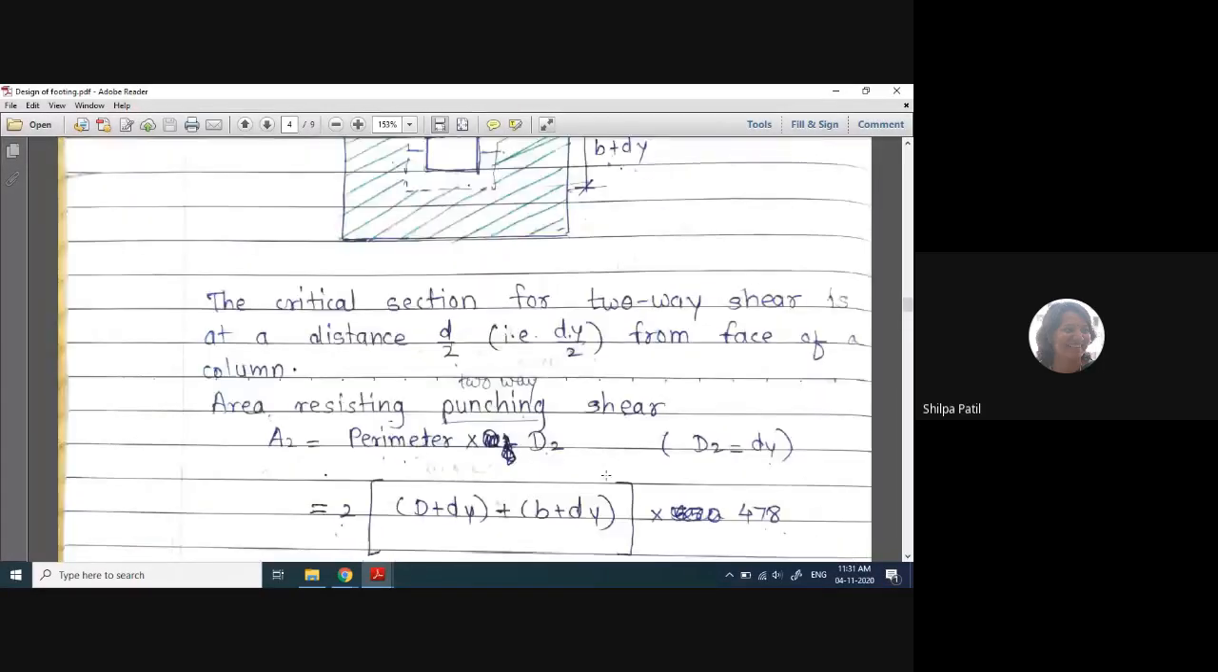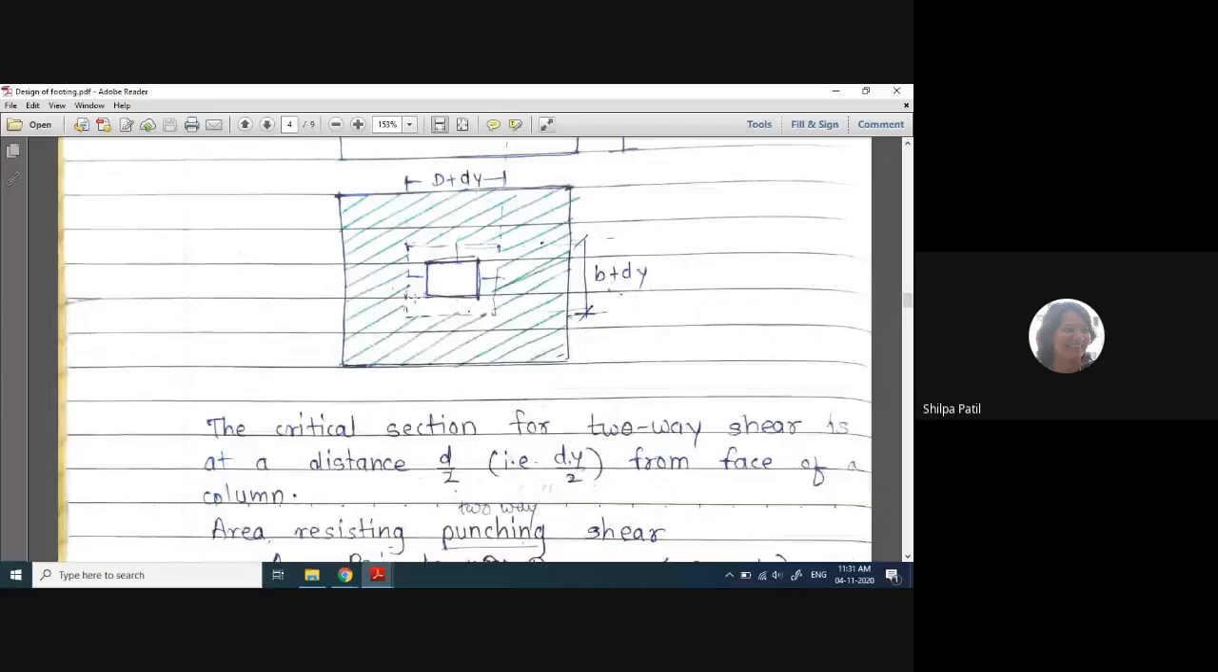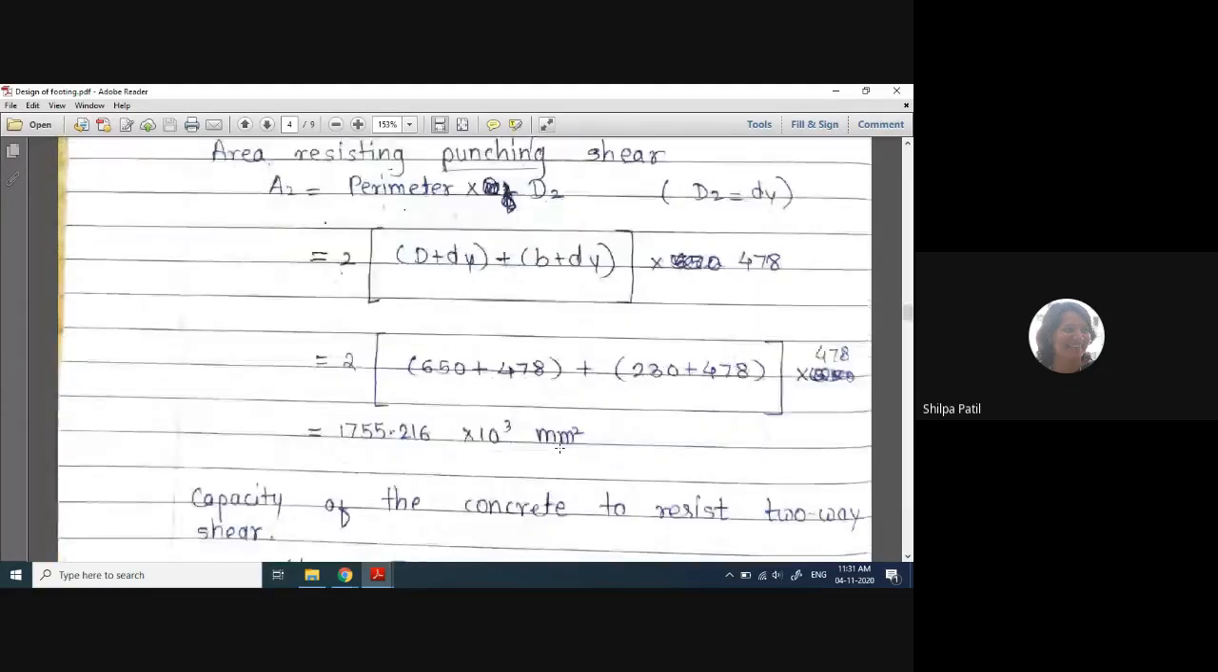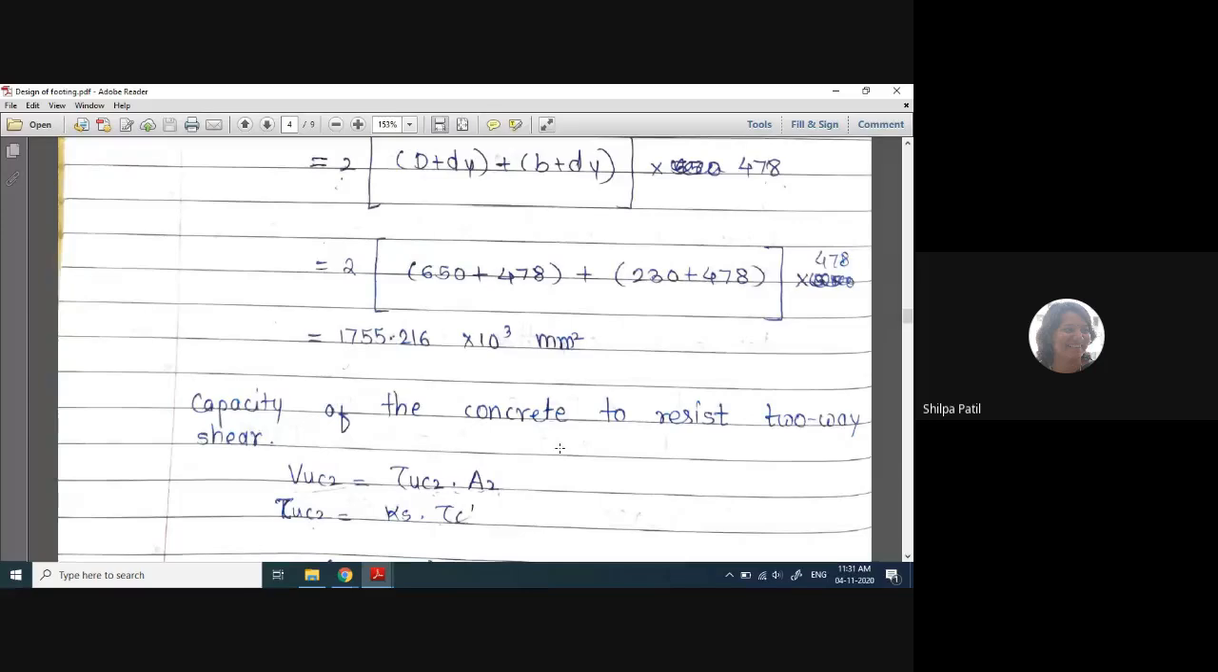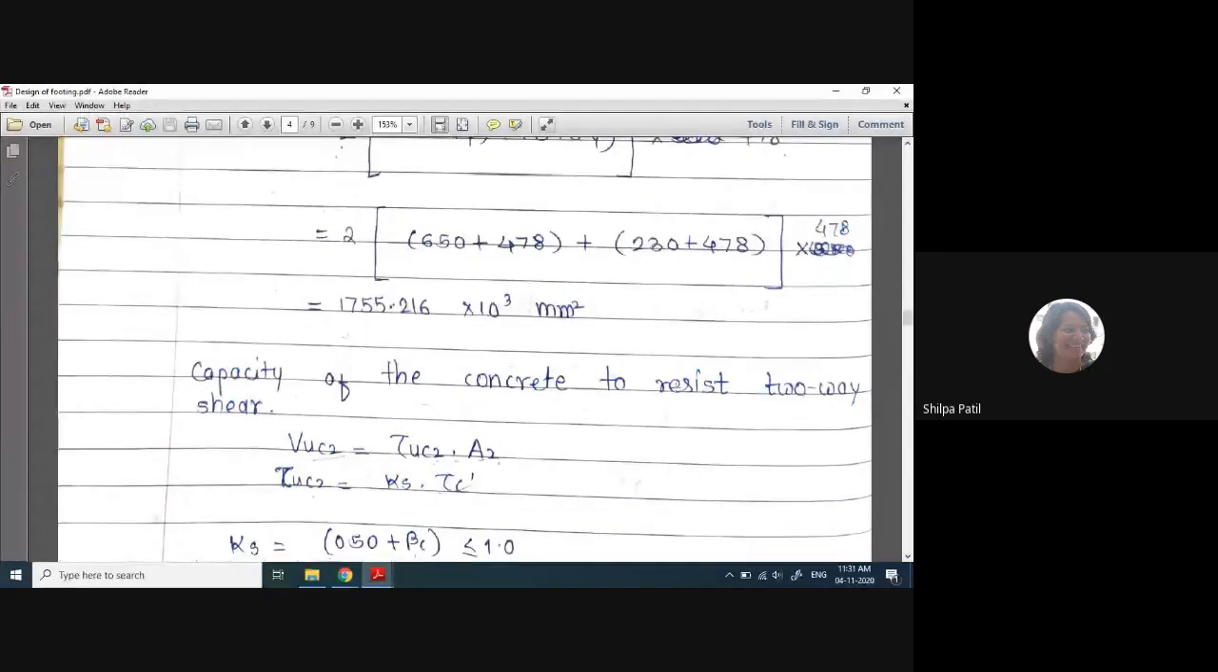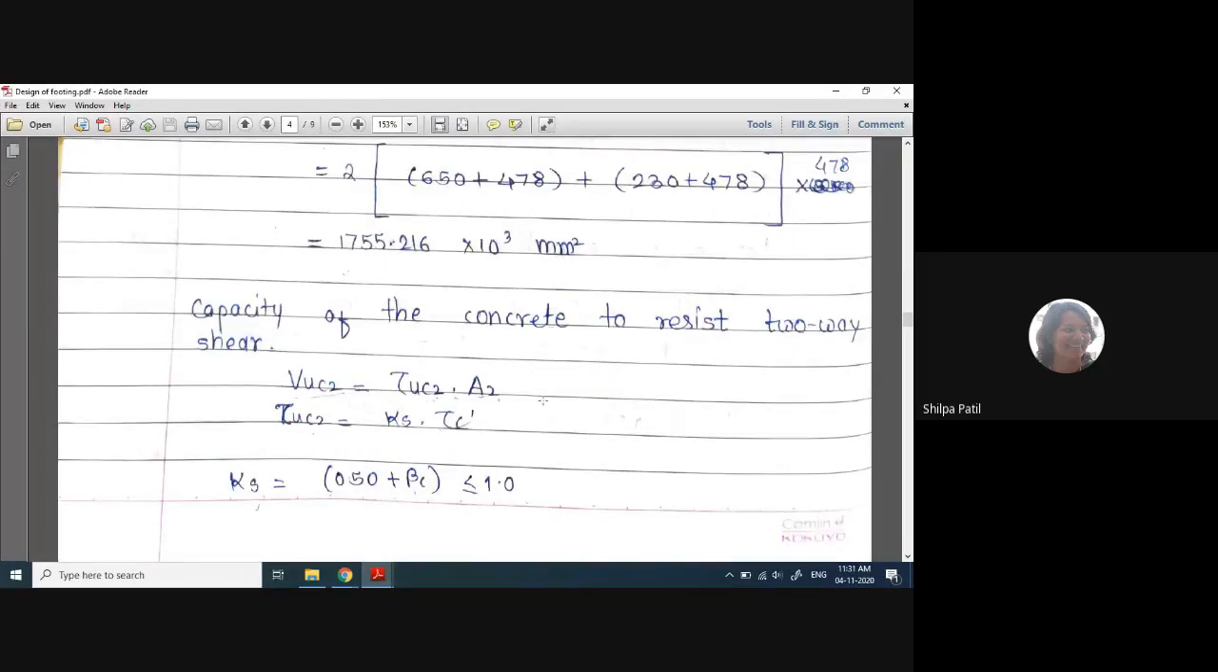Now here in this slab portion there is a concrete, and the concrete always has a certain shear carrying capacity that we have already learned. When we designed the beams for shear, we already calculated one thing, that is the shear carrying capacity of a concrete. So the same concept is used here. The capacity of concrete to resist this two-way shear is calculated by using this formula.